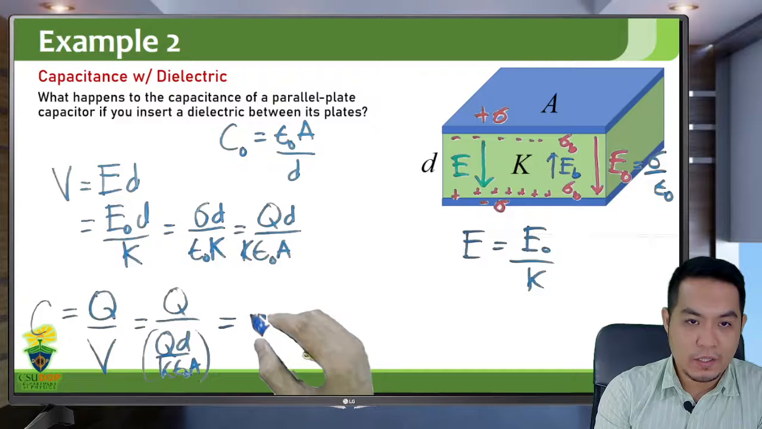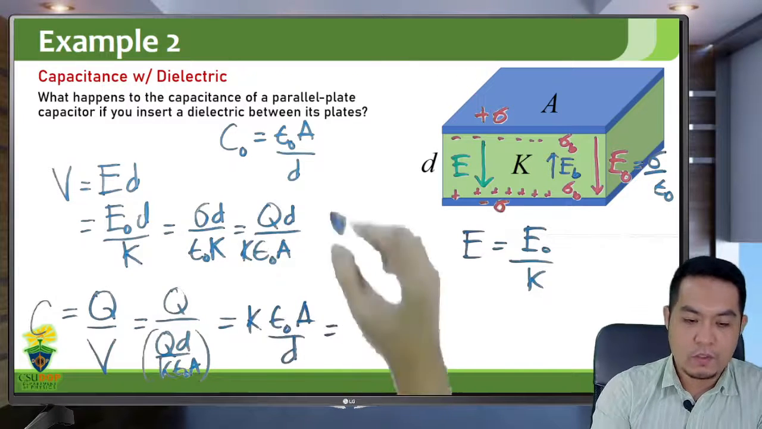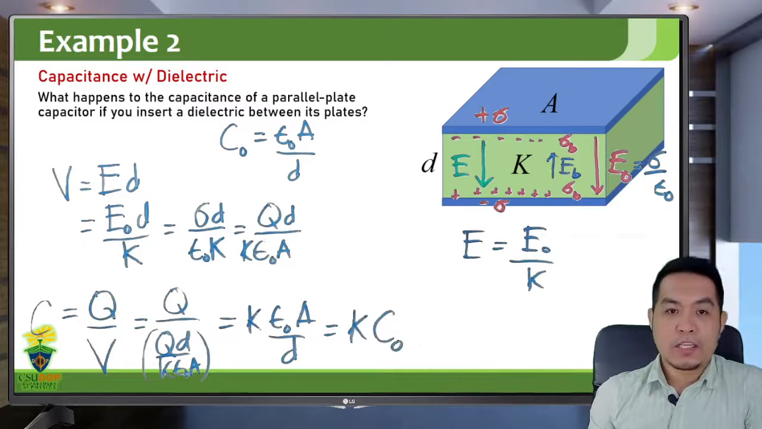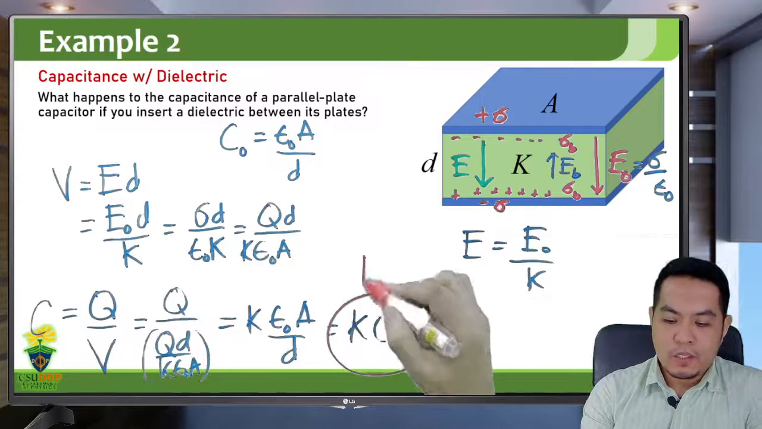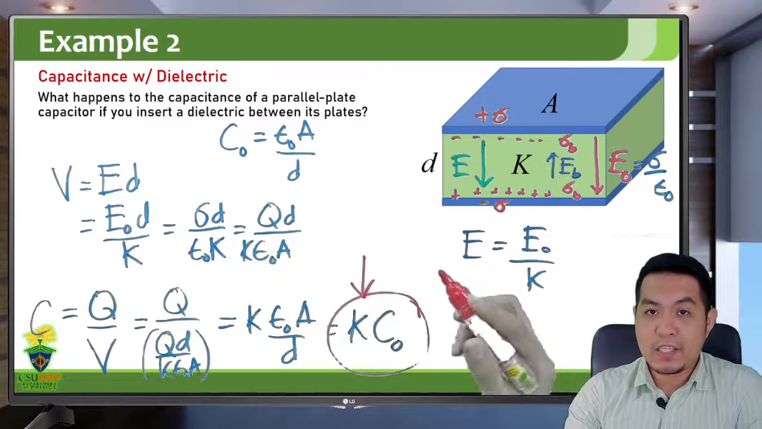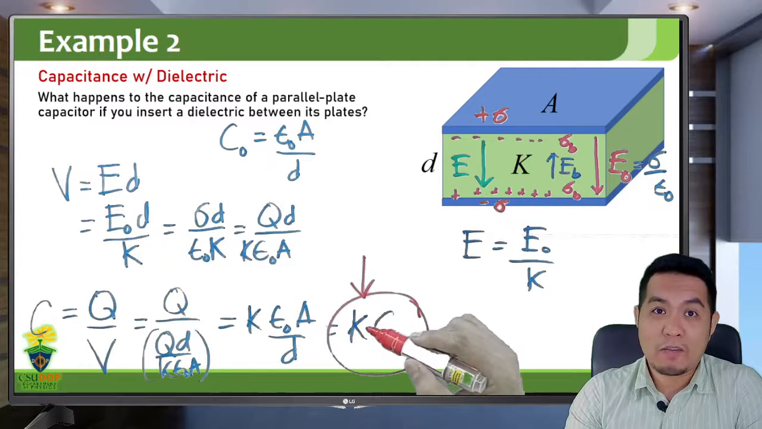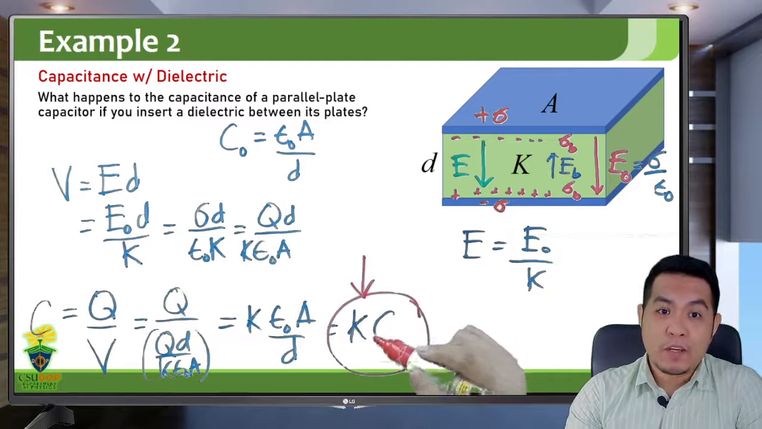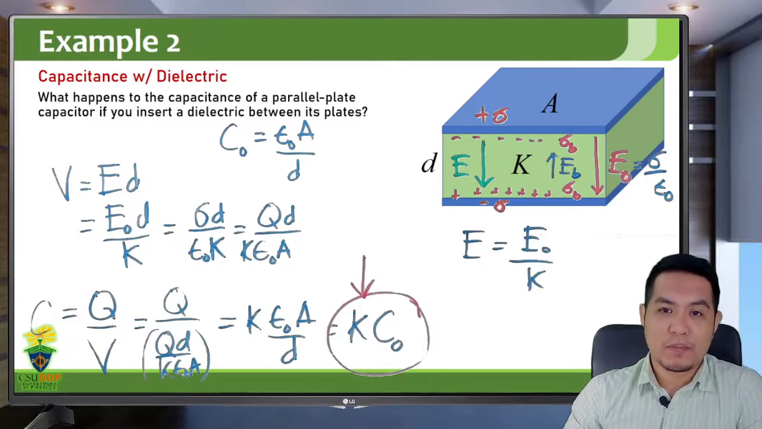And you will get k epsilon naught a over d, or since epsilon naught a over d is just the original capacitance, it's just k times the original capacitance. So you actually have obtained this result. The purpose of the dielectric in a capacitor is to increase the capacitance. So the dielectric constant actually serves as the multiplying factor for the capacitance. So if you have a dielectric constant of 5, your new capacitance becomes 5 times the original capacitance. So that's all.